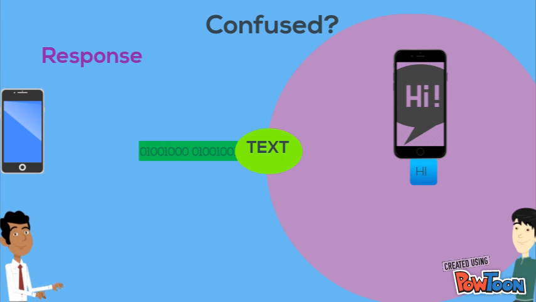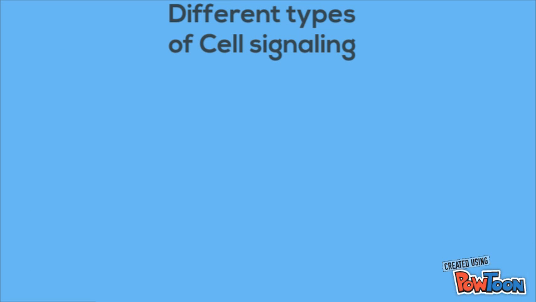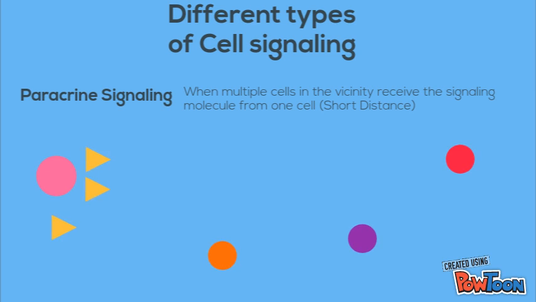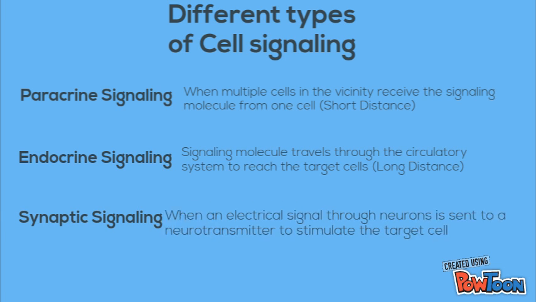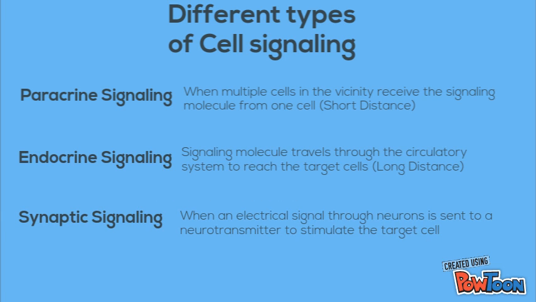Paracrine signaling is when multiple cells in the vicinity simultaneously receive the signal from a single cell. Endocrine signaling is where certain cells release hormone molecules or signaling molecules, which then travel via the circulatory system to target cells in other parts of the body. Synaptic signaling is when an electrical signal is sent to a neurotransmitter to stimulate the target cell.